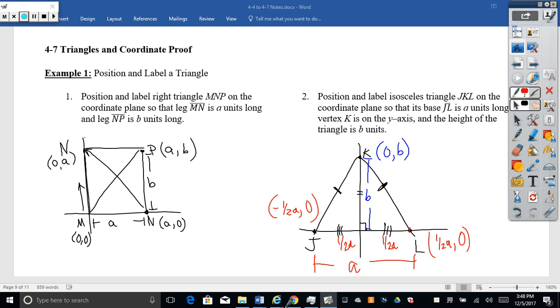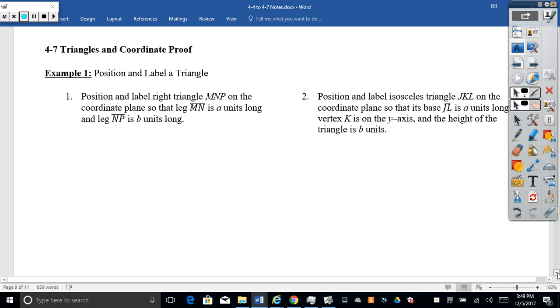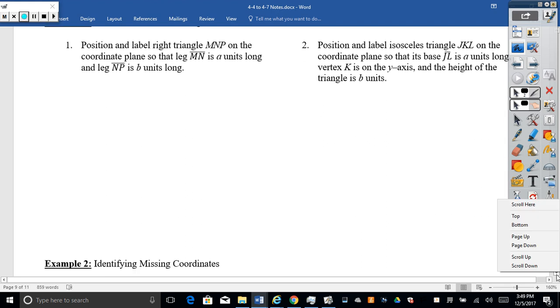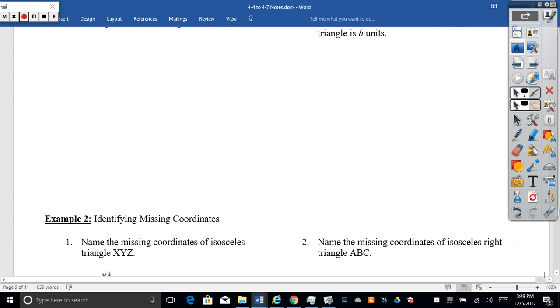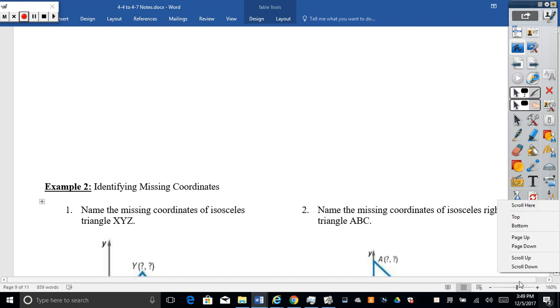Now, let's see if we can apply this to the next two problems where we're actually given the pictures. Let me just review one thing. Some problems you want to put the vertex on the origin. Some problems you want to put the center of the figure on the y-axis, or even on the x-axis. Most of the time it's the y-axis. All right, let's go ahead and take a look at the next two problems here. In these two, we don't have to come up with the pictures. Pictures are already there.